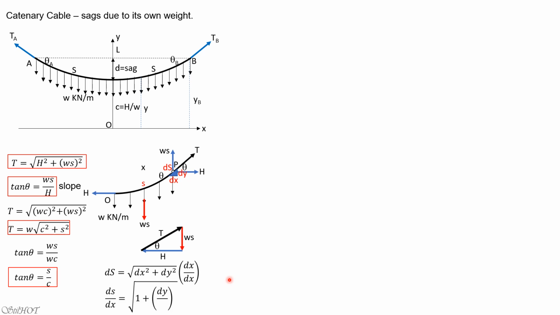So ds over dx is the square root of 1 plus dy dx quantity squared. And dy dx is actually the slope of the tangent to the cable, to the curve. And dy dx is tangent of theta from calculus. So it is s over c. So ds dx equals the square root of 1 plus s over c quantity squared. Then simplifying, ds dx equals 1 over c times the square root of c squared plus s squared. We can separate the variables.